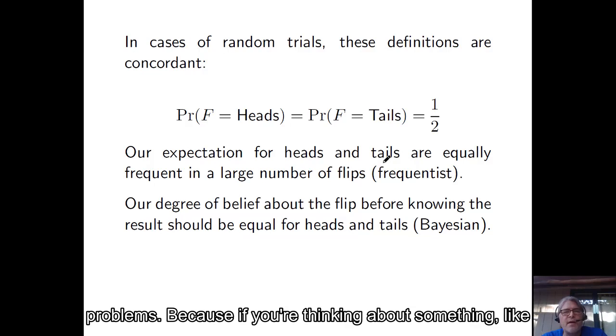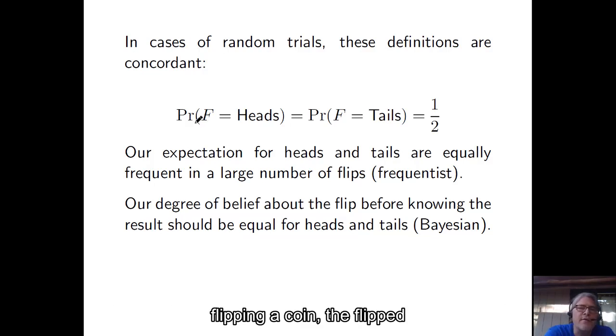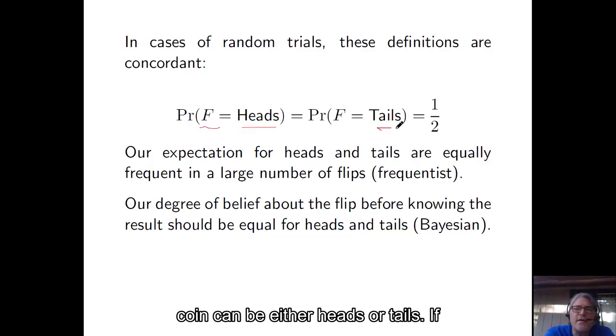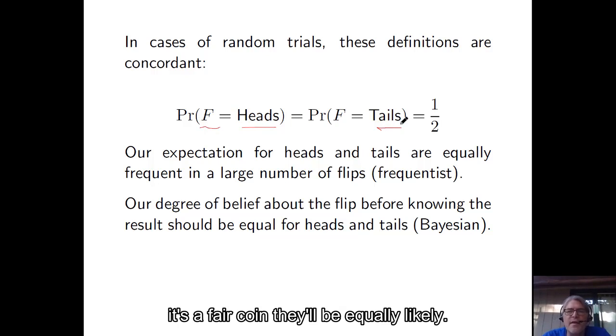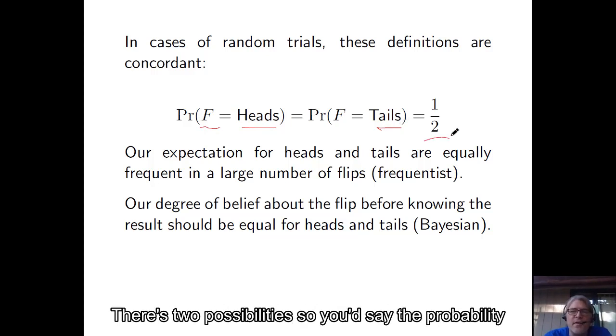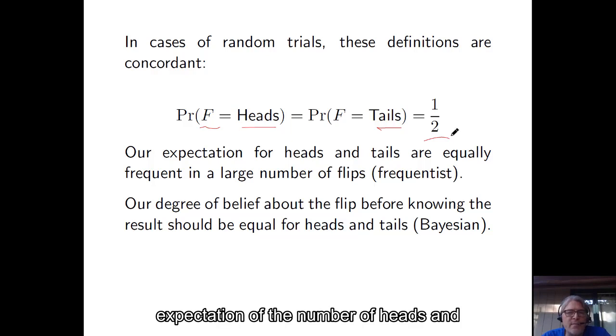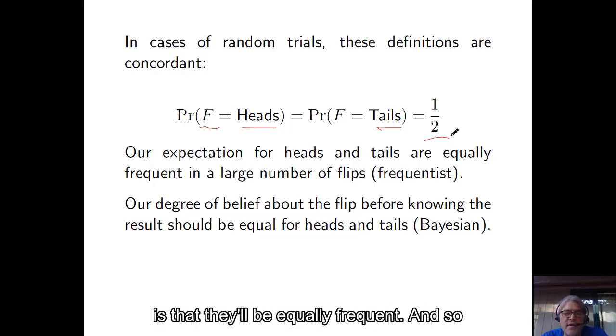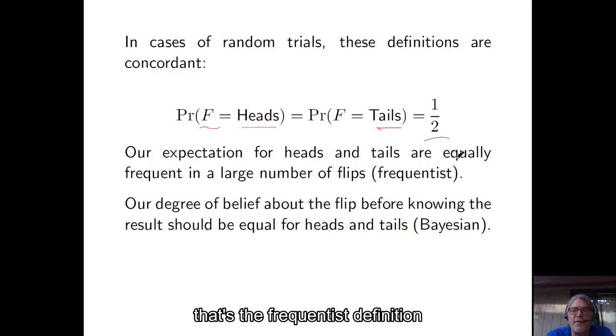Because if you're thinking about something like flipping a coin, the flip of the coin can be either heads or tails. If it's a fair coin, they'd be equally likely. There's two possibilities, so you'd say the probability is 1/2. So our expectation of the number of heads and tails on a large number of trials is that they'll be equally frequent, and so that's the frequentist definition of probability, and it's 1/2.